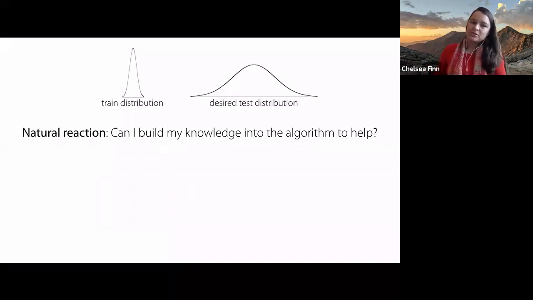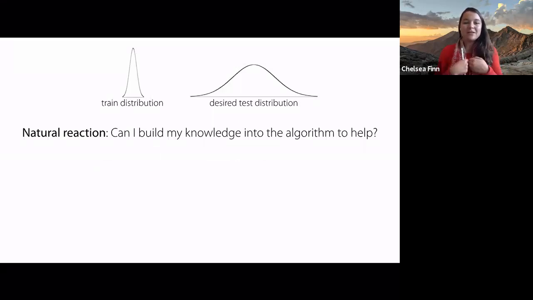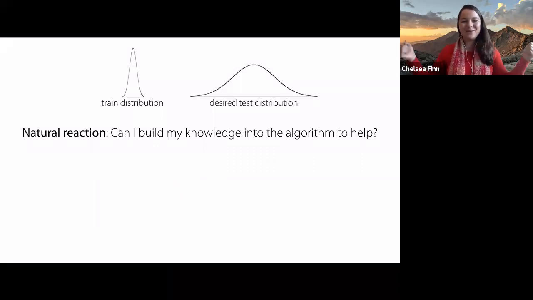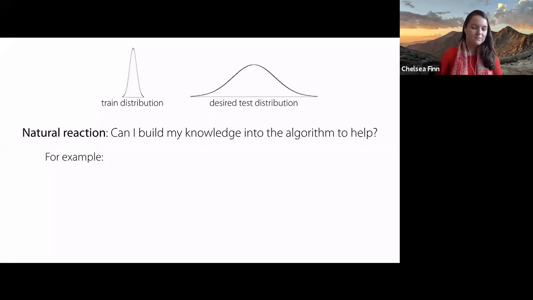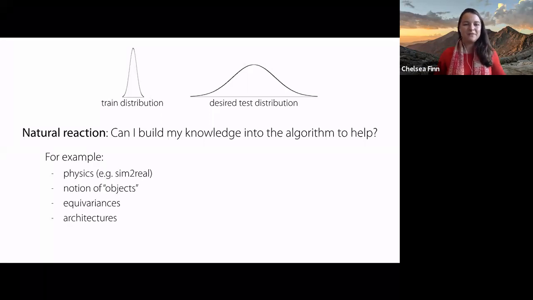Now, one natural reaction to this problem is, can I build my knowledge into the algorithm? I know how to use spatulas. I know how to solve all sorts of problems. Can I try to build my knowledge into the robot to help it generalize to different situations? For example, I know things about physics. I know things about objects and how the robot should be equivariant to transformations of the object, for example, and maybe I know something about different architectures.